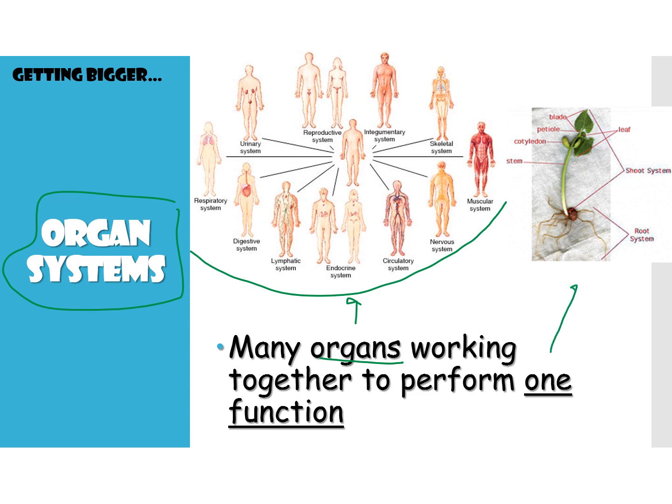And in a plant, plants have organ systems too, but they're a little bit simpler. They have a shoot system and a root system. Again, these are multiple organs working together to perform one function. Now for a couple video clips.